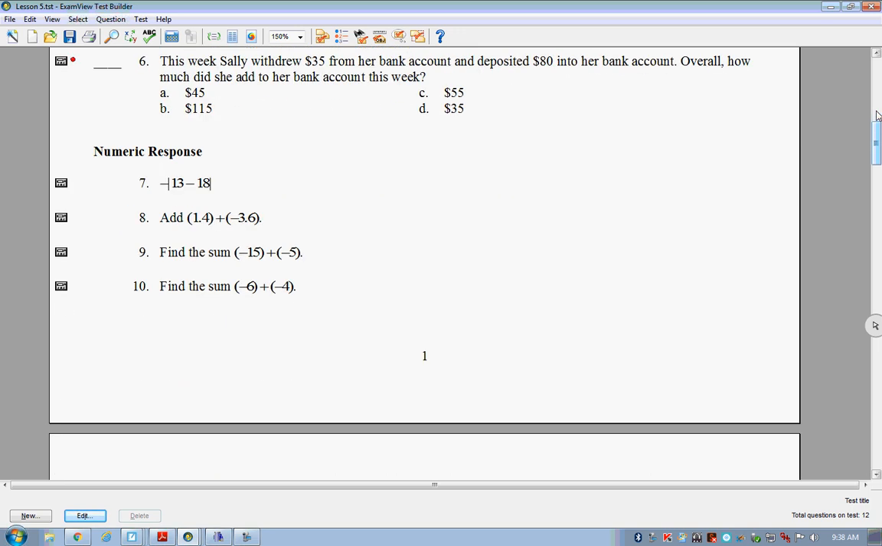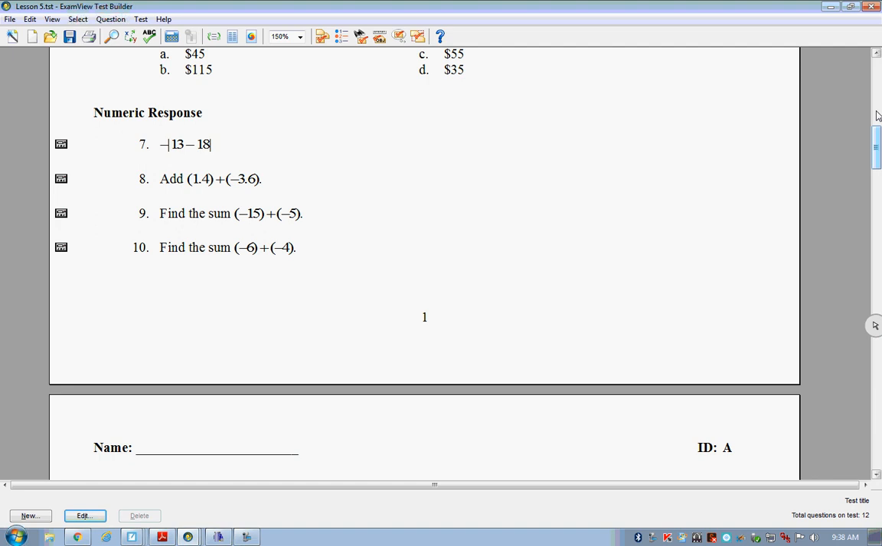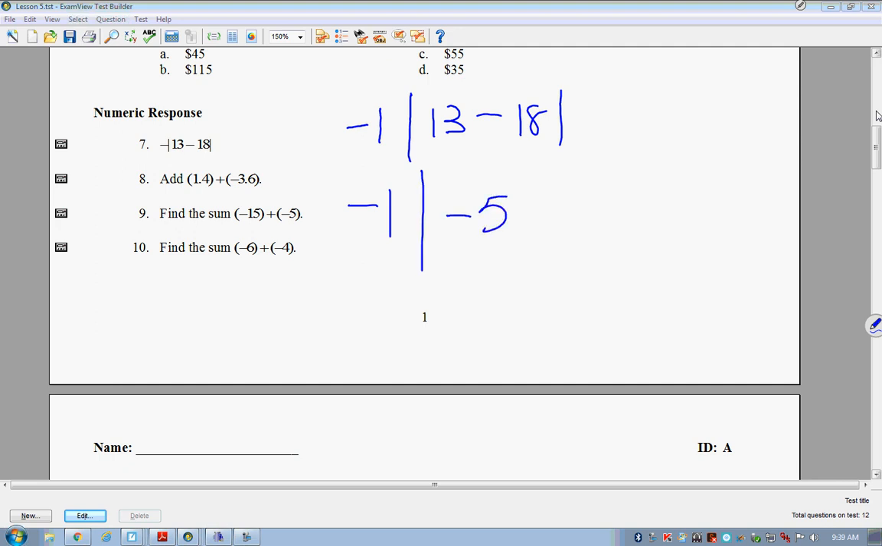Good question. All right, so basically what this is saying, if I can help you out here, is negative 1 times the absolute value of 13 minus 18. Absolute value symbols are another type of grouping symbol, which means what is the first thing that I should do? Simplify my grouping symbol, right? So what's 13 minus 18? Negative 5. So I have negative 1 times the absolute value of negative 5.